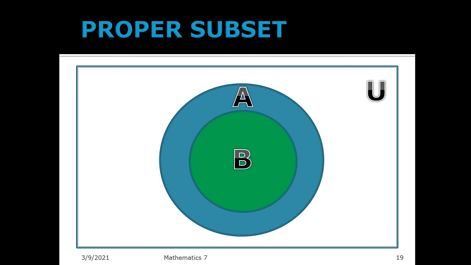So we represent proper subset in this manner. We have a smaller set, which is represented by B. Everything in B is found in A, but there are elements in A that are not found in B.